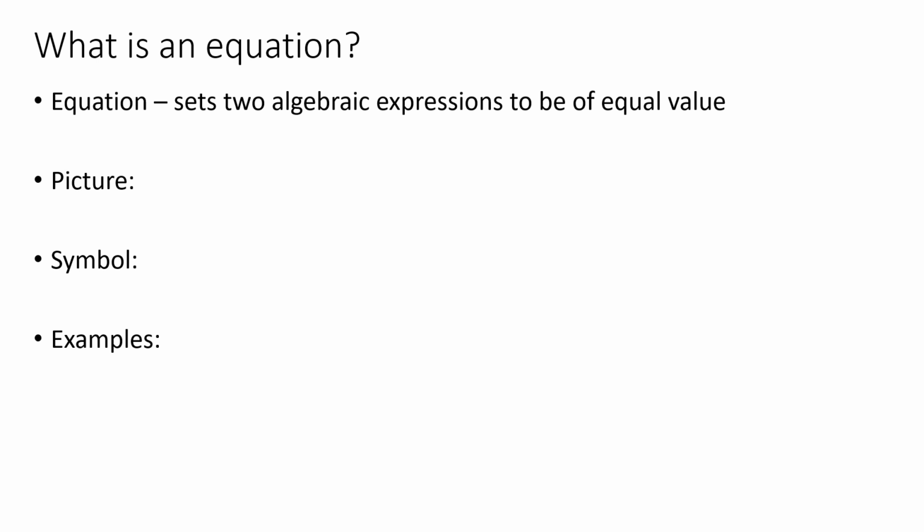An equation sets two algebraic expressions to be of equal value. So off the top of my head here, I'm going to make up two algebraic expressions. So we might have 2 times x plus 3, and we might have, I don't know, 3x minus 4. And what an equation will do is it will set these two expressions and say they have the same value.